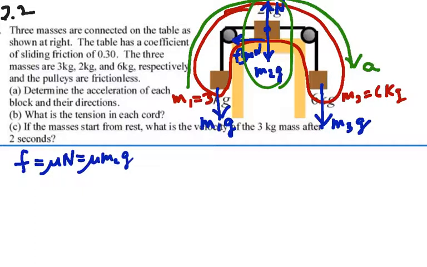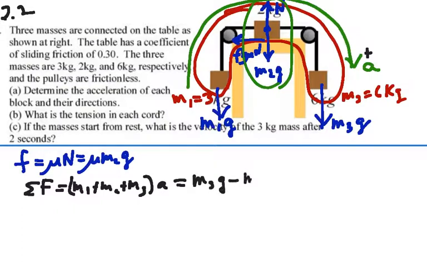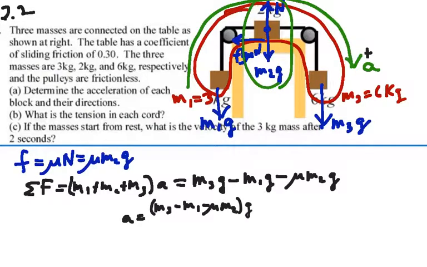Alright, so if I were to set up Newton's second law for what's going on with this blob as it moves in a positive direction of acceleration, I would say that the summation of all the forces in that direction is equal to the total mass, mass 1 plus mass 2 plus mass 3, times acceleration. And that is equal to the net force in the direction of acceleration. This will be m3g minus m1g, which is working against it, minus the force of friction, which we just determined to be mu m2g. So if I solve this for acceleration, I would have a equals (m3 minus m1 minus mu m2) all times g, divided by the total mass, m1 plus m2 plus m3.